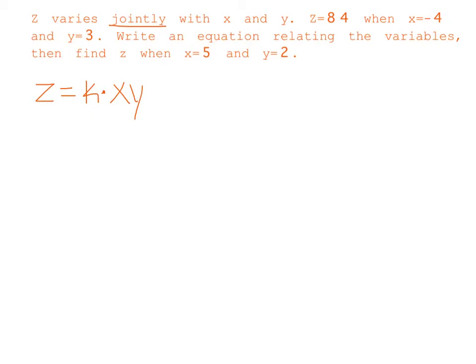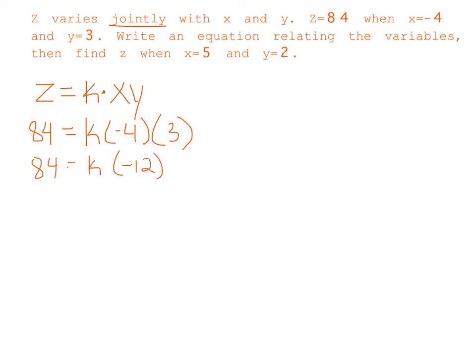It says z equals 84, so I'm going to plug in an 84, when x equals negative 4 and y equals 3. Write an equation relating the variables. So first we need to figure out what k is, and then find z when x equals 5 and y equals 2. So this is 84 equals k times negative 12, and then we need to divide both sides by negative 12.